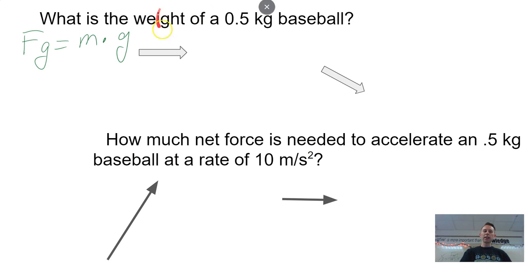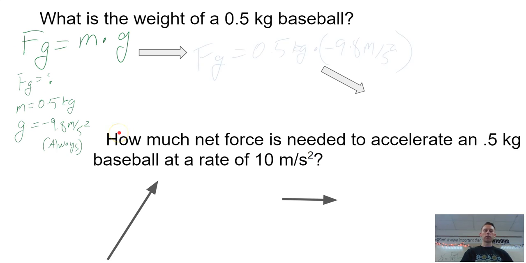We're looking for the weight of the baseball. So we're going to use this equation here. Our unknown is the weight, the mass is given, and then the gravity is negative 9.8 meters per second squared. It's always going to be negative 9.8 meters per second squared if we're talking about the acceleration due to gravity. This is a special kind of acceleration. It is the acceleration due to gravity. So don't confuse this g with the force of gravity. Force of gravity and acceleration of gravity are two different things.